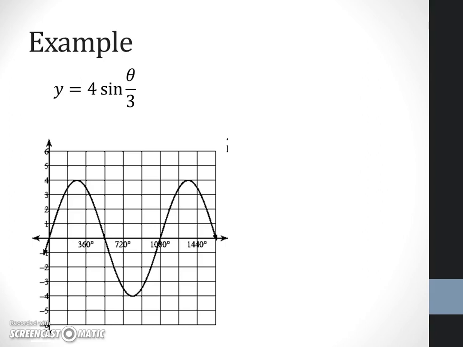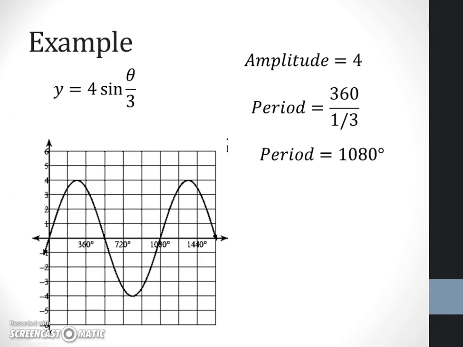So here our window, the y maximum was 6, the y minimum was -6, and then the x was 0 to 1440 or 1800. You could have just typed that in and you get this graph. So the amplitude is a, it's the number in front of sine, so the amplitude's 4. Then the period is 360 divided by 1/3, because this was degrees. That's the same as saying 360 times 3, so the period is 1080 degrees.